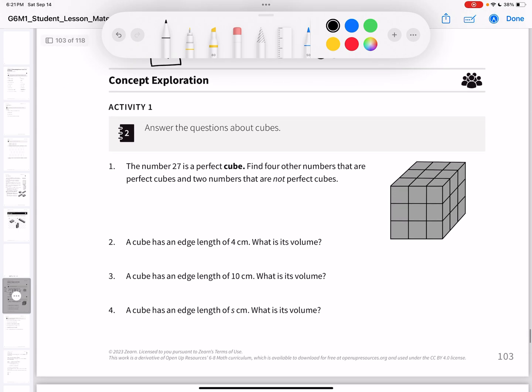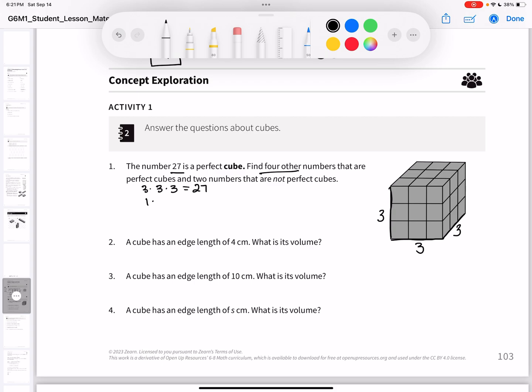All right. Answer the question about cubes. So now we're moving from squares to cubes. The number 27 is a perfect cube because we have 3 by 3 by 3. And when you multiply those together, 3 times 3 is 9, 9 times 3 is 27. So 27 is a perfect cube. Find 4 other numbers that are perfect cubes.